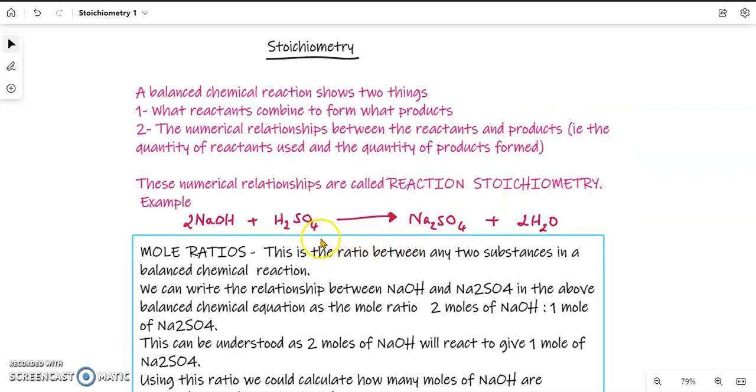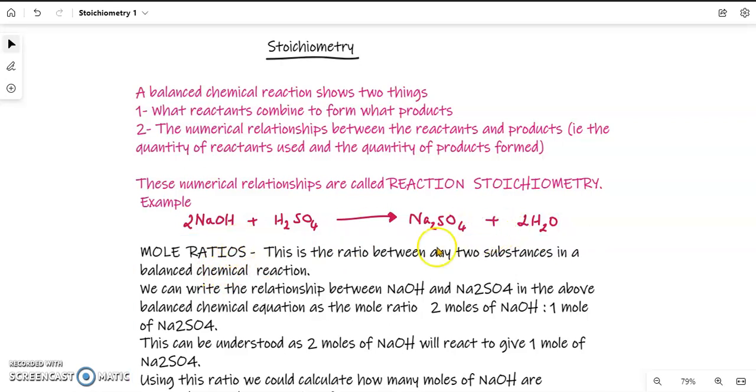Here we can see the example of sodium hydroxide reacting with sulfuric acid to give sodium sulfate and water. Now sodium hydroxide has to be given the coefficient 2 because in the product we have Na2SO4, which has 2 sodium. So this becomes 2NaOH plus H2SO4 giving sodium sulfate, Na2SO4, and 2 molecules of water.